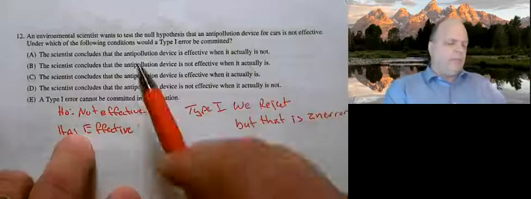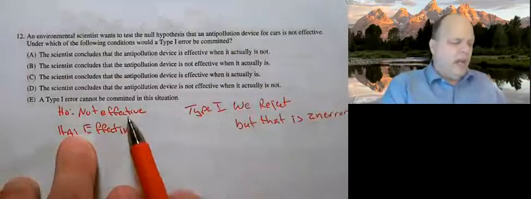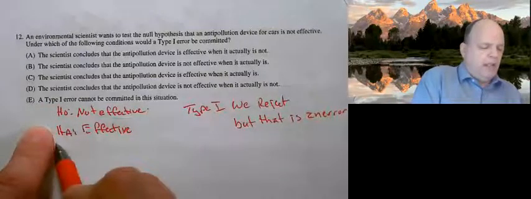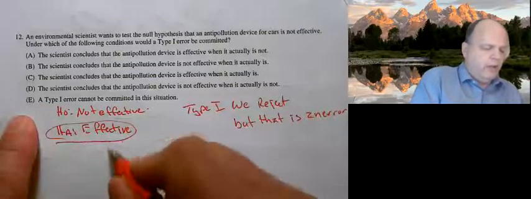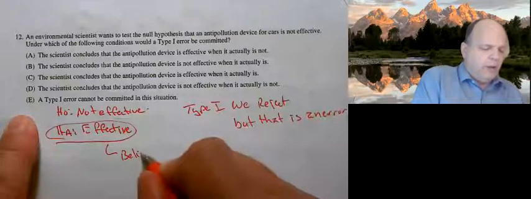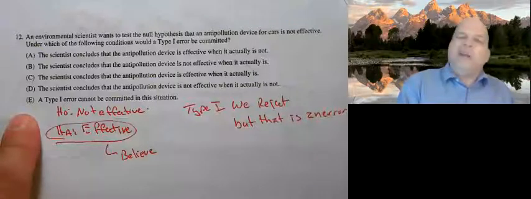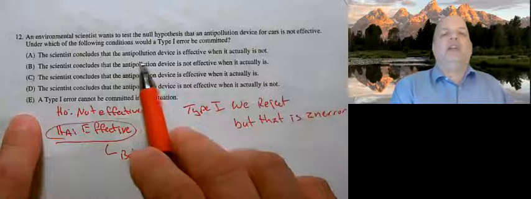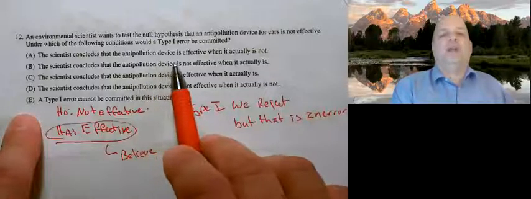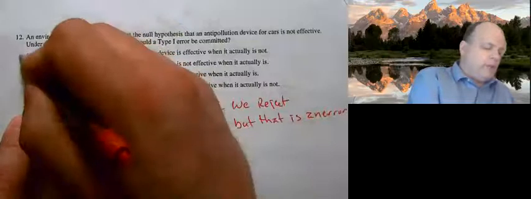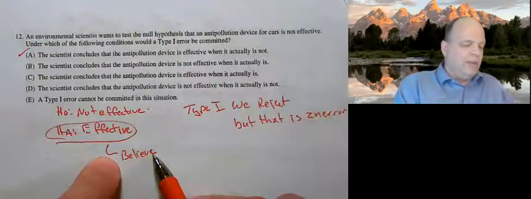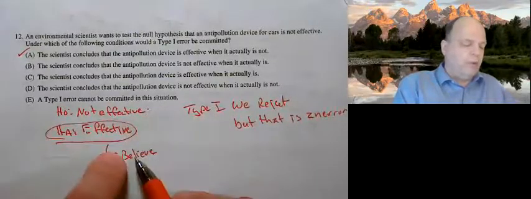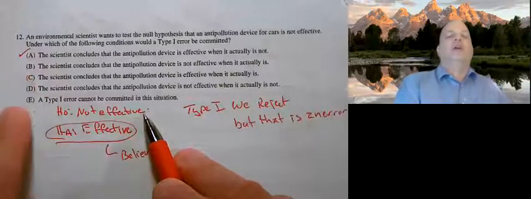So in this case, to be a type 1, I need to say, hey, you know what? We rejected this and we believe this. So this is what we believed. So we believed that it was effective, but it was an error. So let's work this out. The scientists conclude the anti-pollution device is effective when it's actually not. That sounds pretty good. They believe this, but this was actually true. All right. They rejected this, so they believed this when this was actually true. So that sounds like that's going to be my answer.